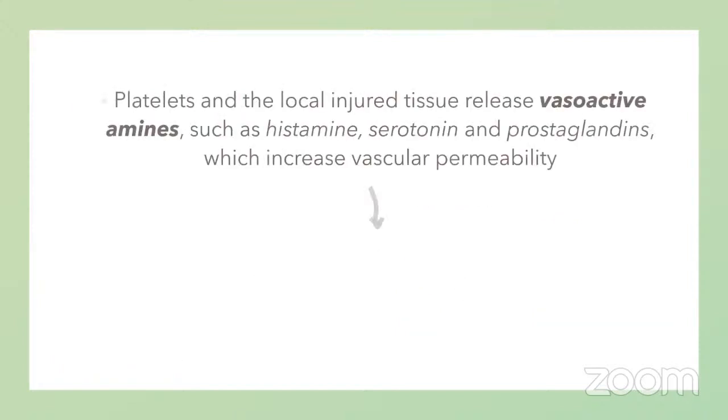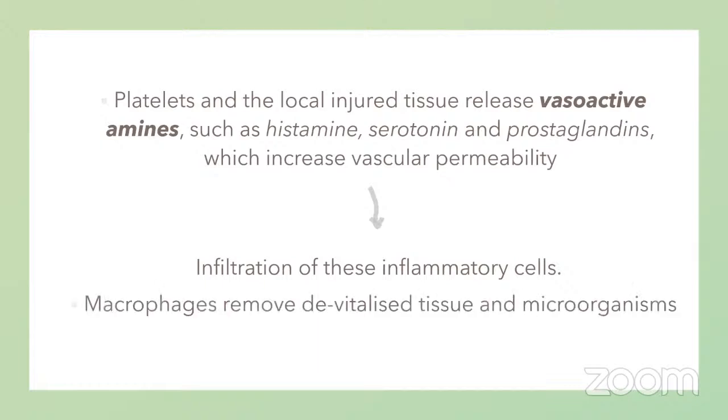Platelets and the locked injured tissue release vasoactive amines also. So we know vasoactive amines, which are they? We know that they are histamines, serotonins, and prostaglandins. Main three are these, and these vasoactive amines increase the vascular permeability, and eventually all the inflammatory cells will infiltrate into this area. The macrophages coming to this region will remove all the devitalized tissue and all the extra microorganisms that have come from outside.